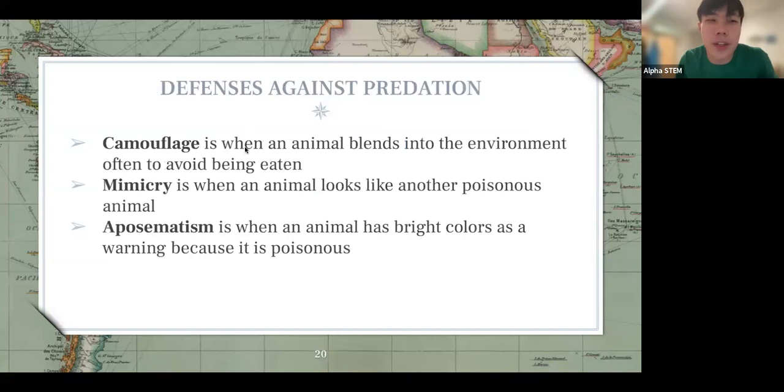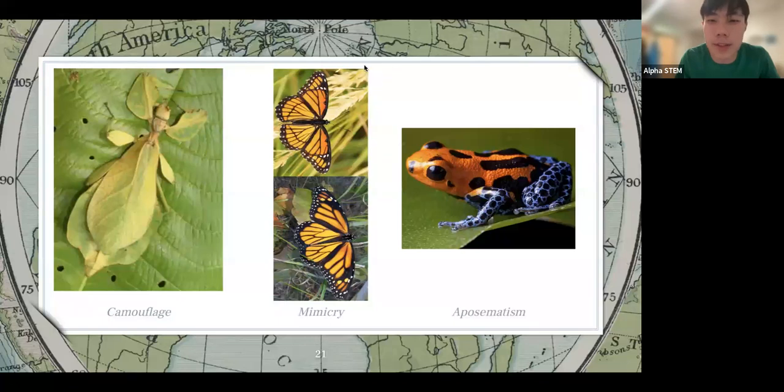And then also organisms have different defenses against predation. Camouflage is when an animal blends into the environment to avoid being eaten. Mimicry is when an animal looks like another poisonous animal. And then aposematism is when an animal has bright colors as a warning because it's poisonous. So camouflage is pretty obvious. Aposematism, you can think of the poison dart frog, also known as aposematic coloration. This poison dart frog obviously is not trying to blend into the leaf, but its bright colors basically serve as a, hey, I am very, very poisonous, don't touch me warning sign.